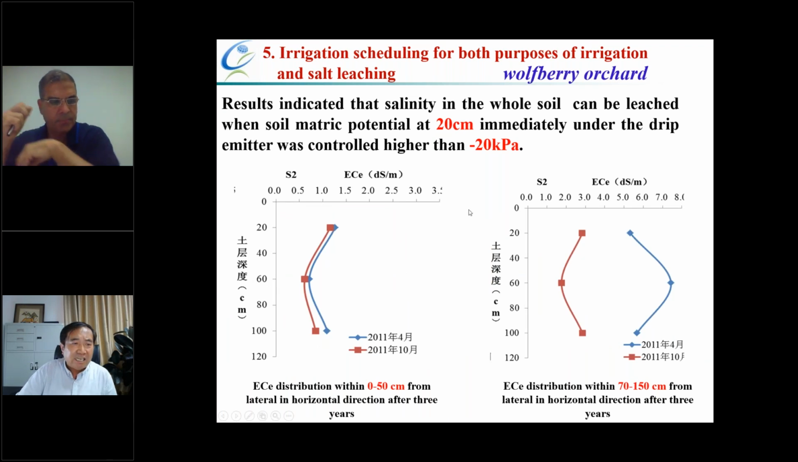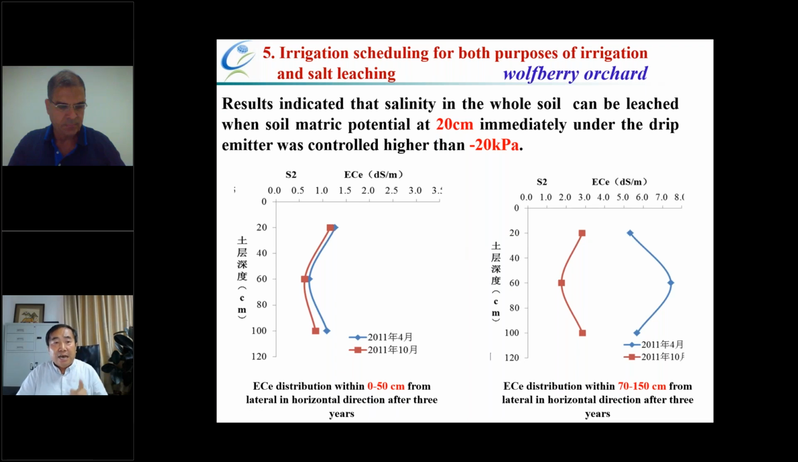For the Wolfberry orchard, our experimental results indicated the same. That means when we control the soil matric potential higher than minus 20 kPa, salt can be leached well. This figure shows the electrical conductivities distribution within 0 to 50 centimeters from laterals in the horizontal direction at 3 layers. For Wolfberry, the row spacing is 3 meters, so the lateral spacing is also 3 meters.